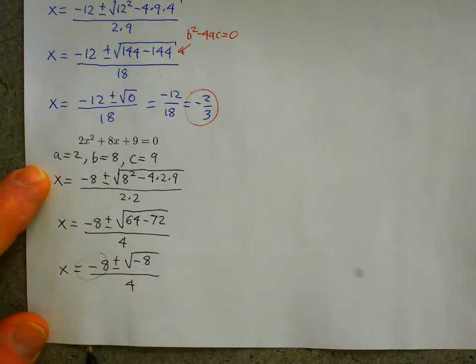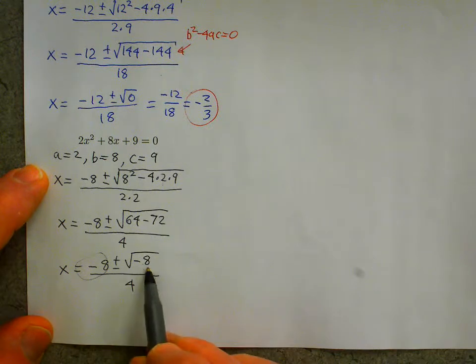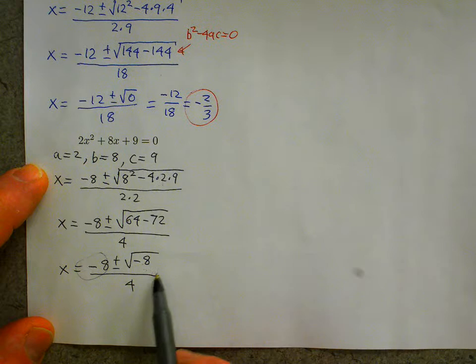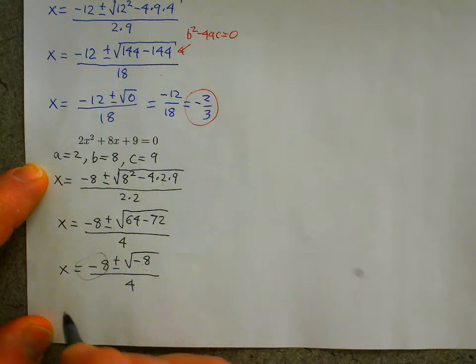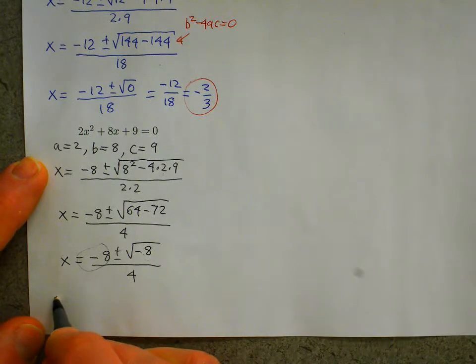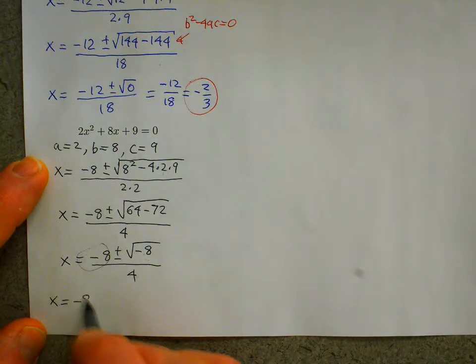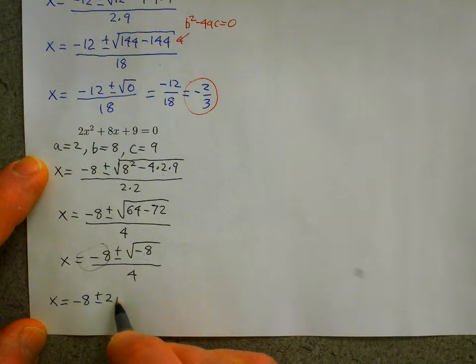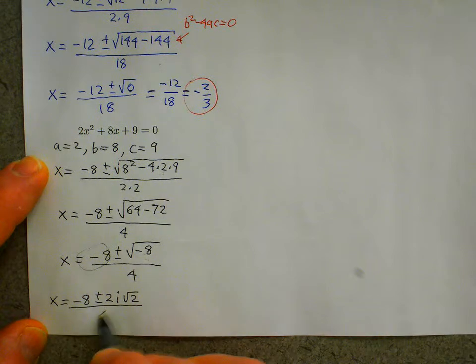Anyway, let's proceed. When we simplify the square root of negative 8, that's going to be 2 times i times the square root of 2. So we'll write x equals negative 8 plus and minus 2 times i times the square root of 2, divided by 4.